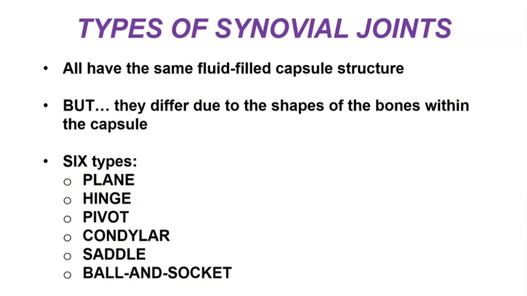So all synovial joints consist of the same fluid-filled capsule structure, but they do differ due to the shapes of the articulating surfaces of the bones that are found within those synovial joint capsules. So here we're going to take a look at 6 types of synovial joints. We're going to see plane joints, hinge joints, pivot, condylar, saddle, and ball and socket joints. And we're going to look at some specific examples of these along the way.